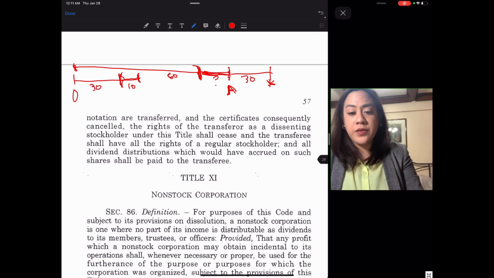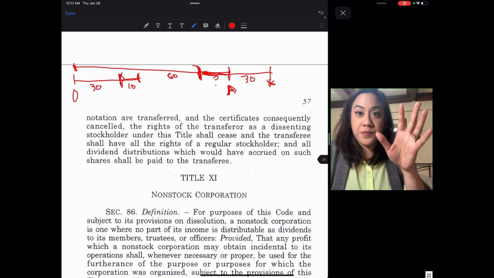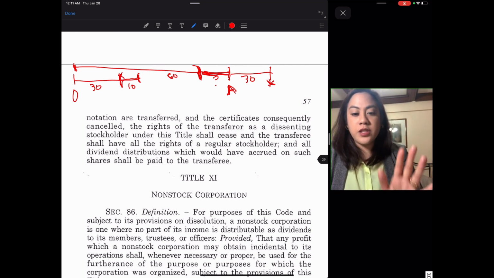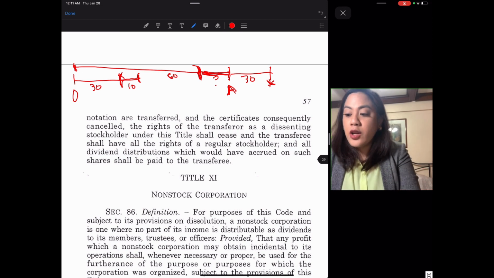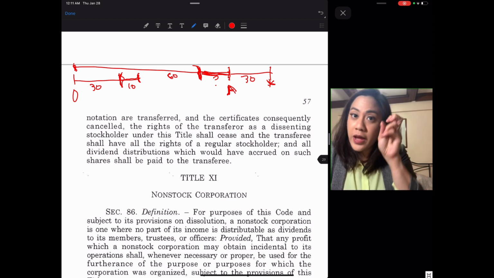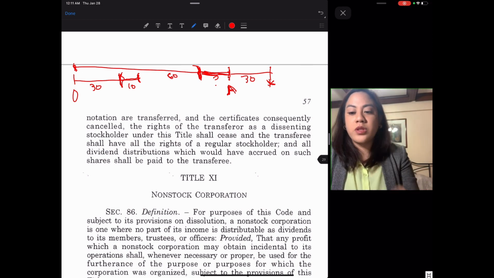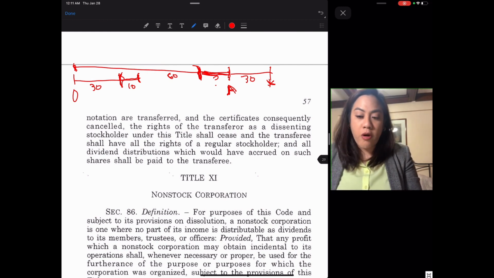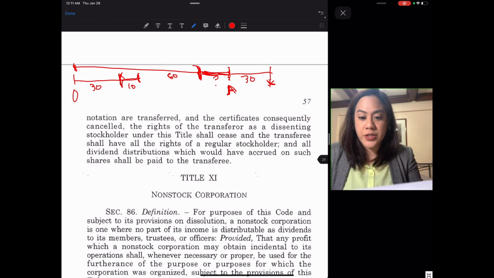So what are the rights of a dissenting stockholder? Take note, I mentioned earlier under the law that the rights are only suspended. So they are still shareholders. They do not become mere creditors. Loosely put, they are "creditors." That's why I put air quotes, because it's only in the sense that they are entitled to be paid the value of his or her or its shares.